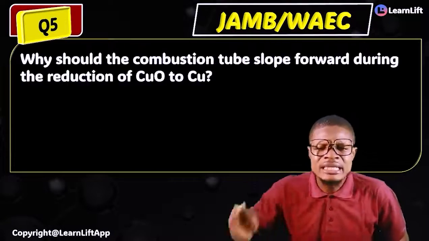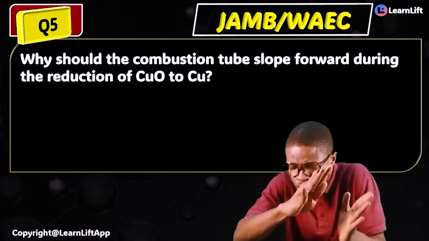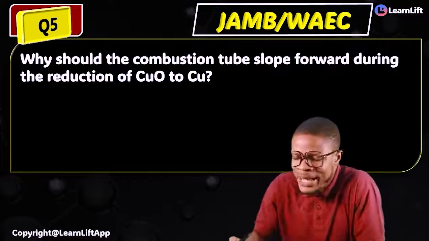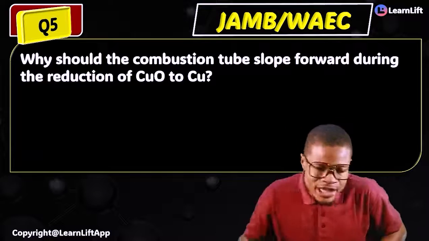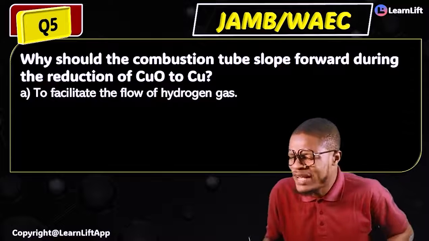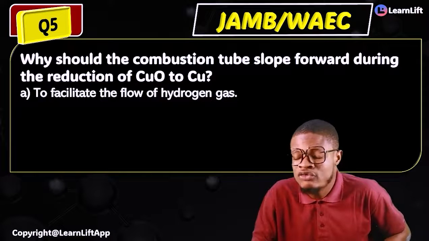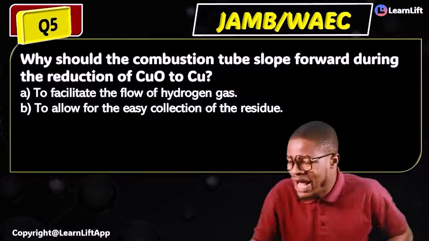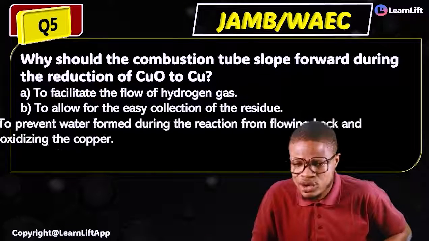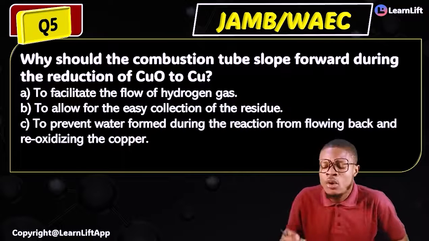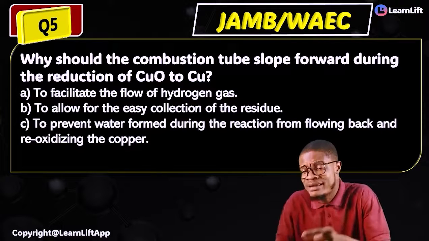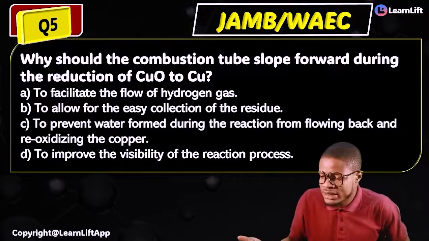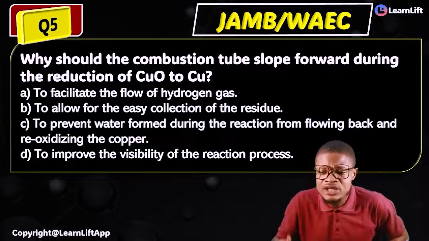And the question all the way says, why should the combustion tube slope forward during the reduction of copper(II) oxide to your copper? Why should this slope forward? Option A says to facilitate the flow of hydrogen gas, to facilitate it. Option B says to allow for easy collection of residue. Option C says to prevent water forming during the reaction from flowing backwards and reoxidizing the copper. Option D says to improve the visibility of the reaction process.